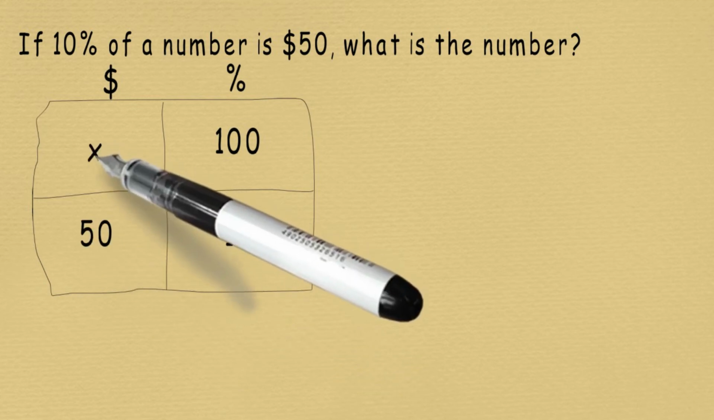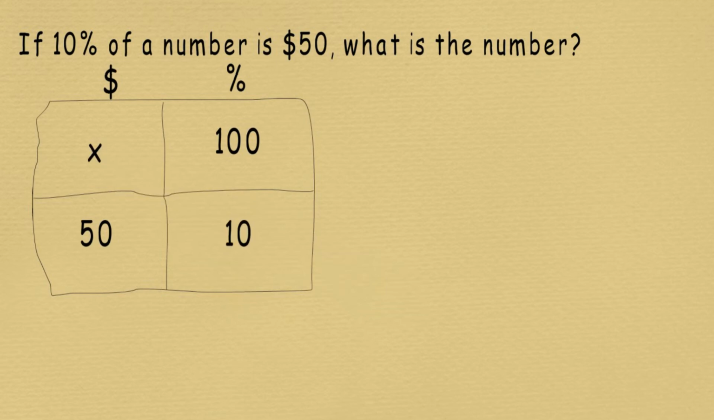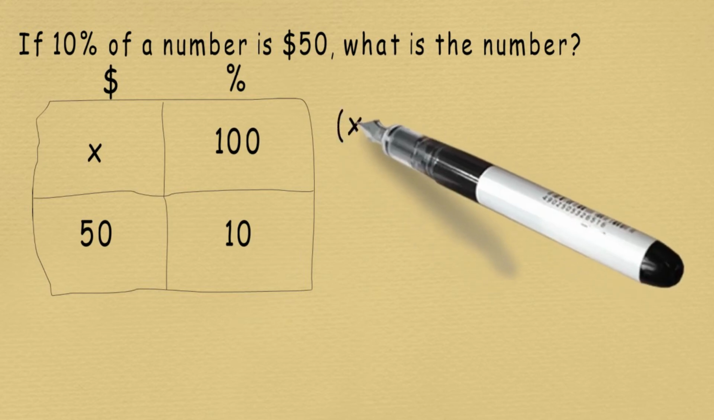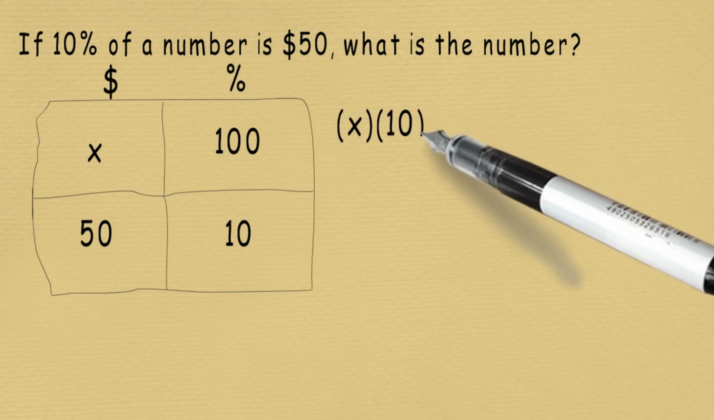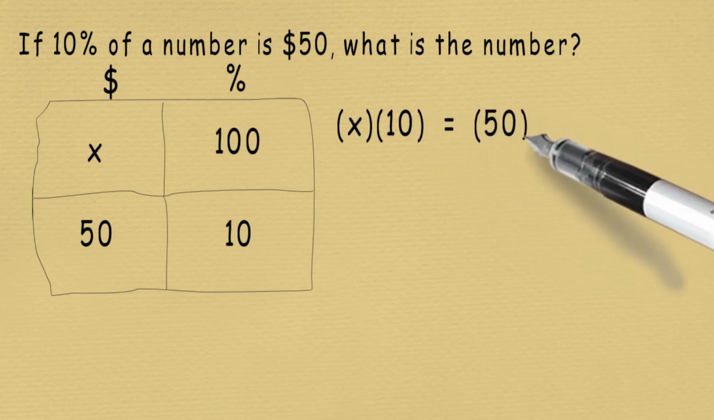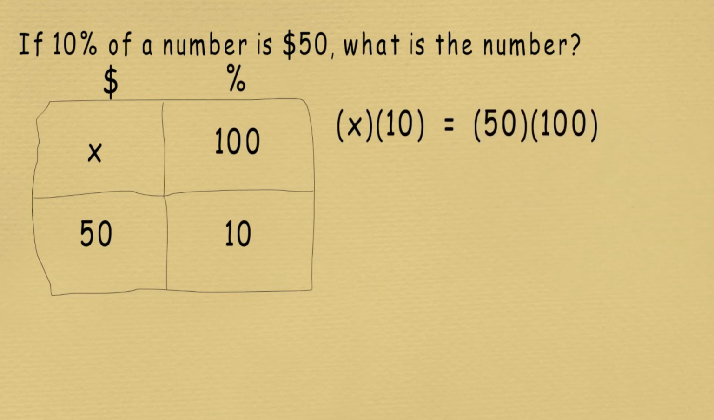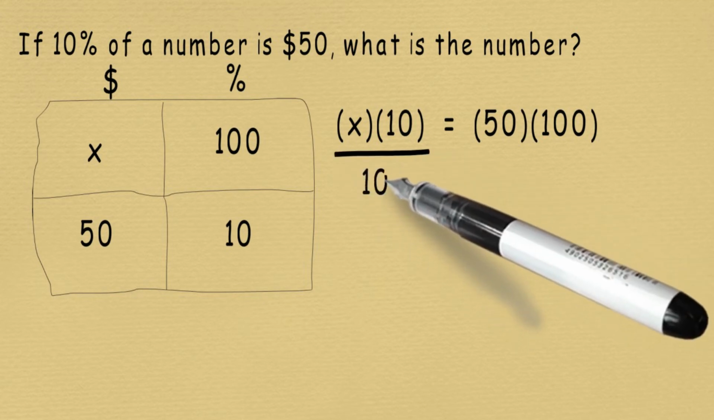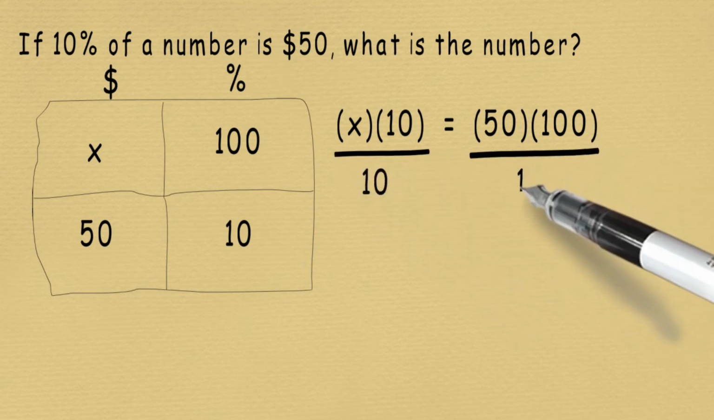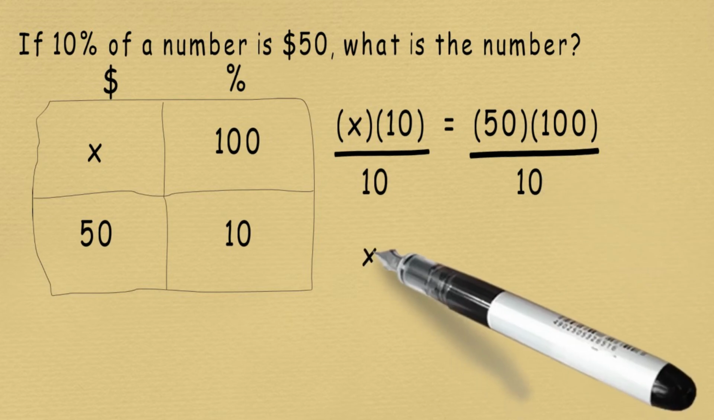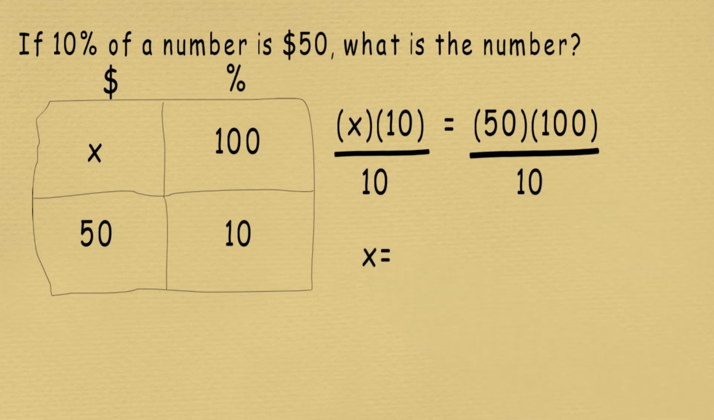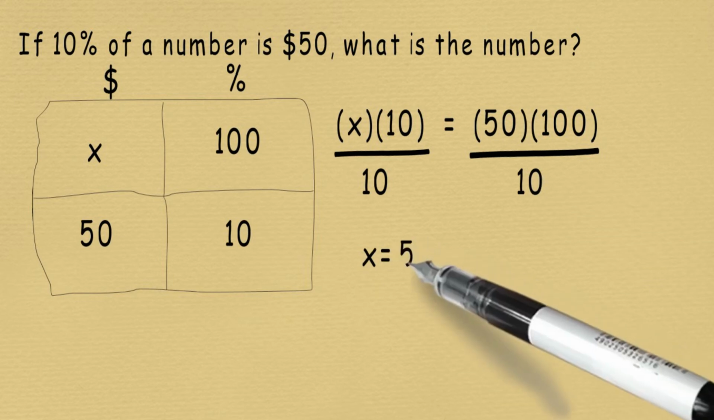And now x corresponds to 100. Now I'm going to cross multiply the numbers inside the box and set them equal to each other. So I have x times 10 is equal to 50 times 100. In this case, I want the x by itself, so I have to get rid of the 10, so I divide everything by 10. I divide the left side of the equation by 10, and the right side of the equation by 10, and I have x by itself equals $500.